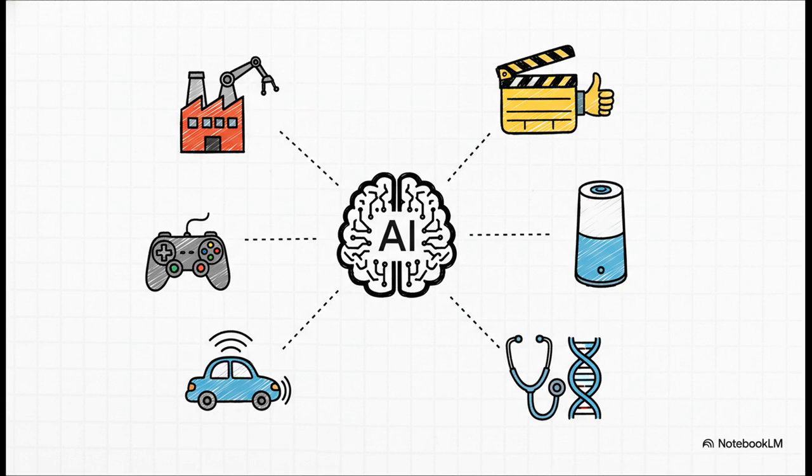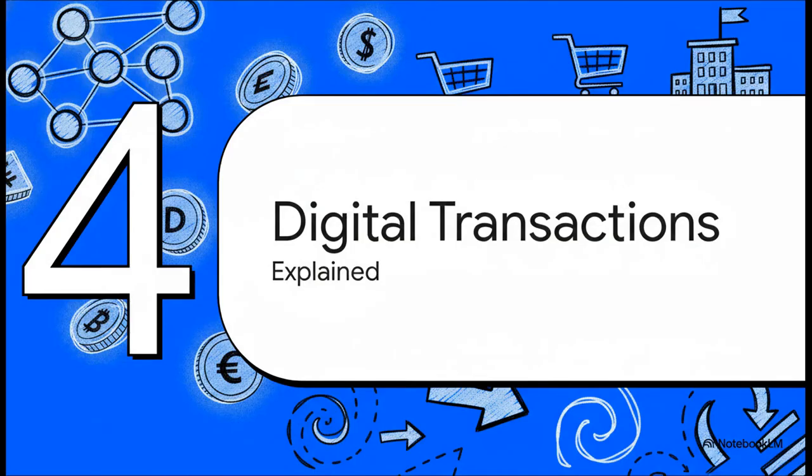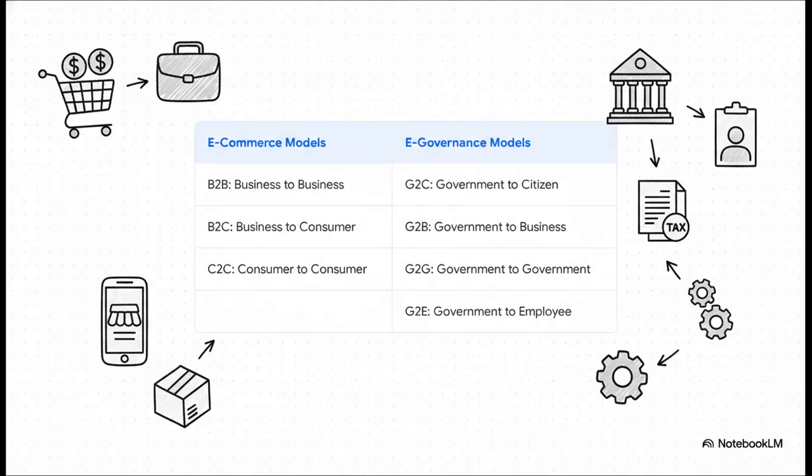It's everywhere. So we've got the cloud and we've got AI. Now, when you put those two together, they completely change the game for how we buy things, sell things, and even how we interact with the government. That leads us right into digital transactions. This chart breaks it down really nicely.